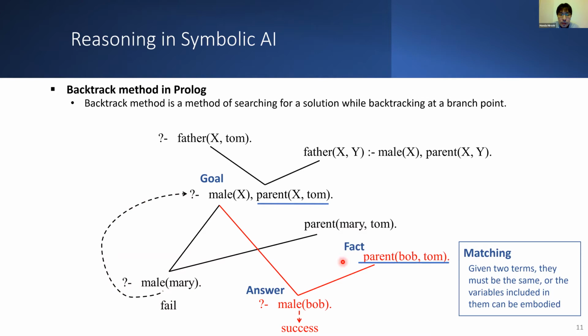Next, the Prolog system picks up another fact, Bob is Tom's parent, from the knowledge base. X is Tom's parent and Bob is Tom's parent are matching. In this case, X is substituted to Bob. The fact Bob is a male is stored in the knowledge base. So the Prolog system answers X is Bob. This means Tom's father is Bob. In this way, Prolog uses symbolic representations and it is easy for humans to interpret.